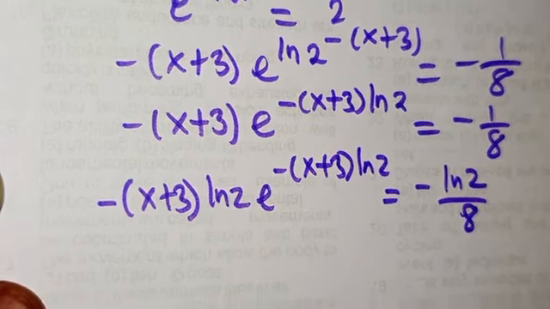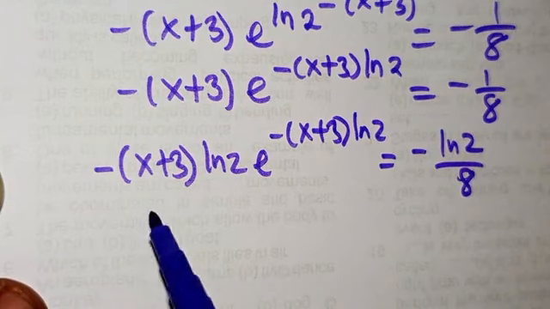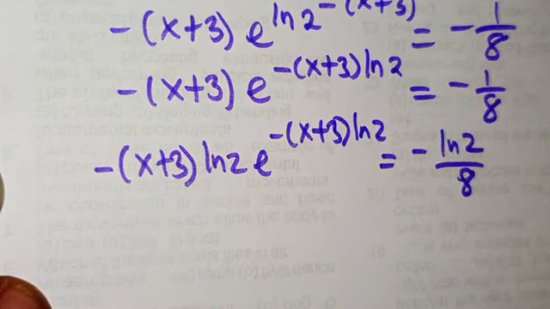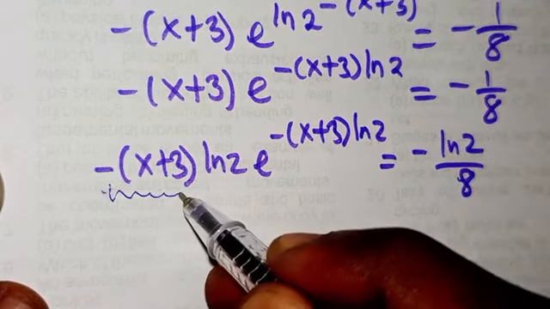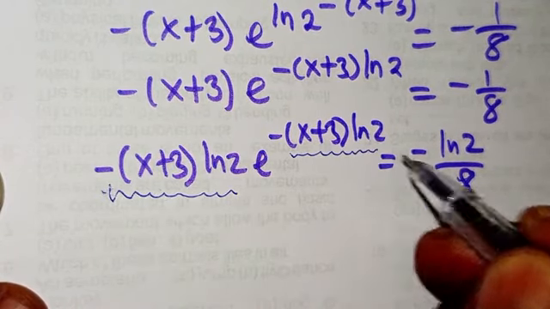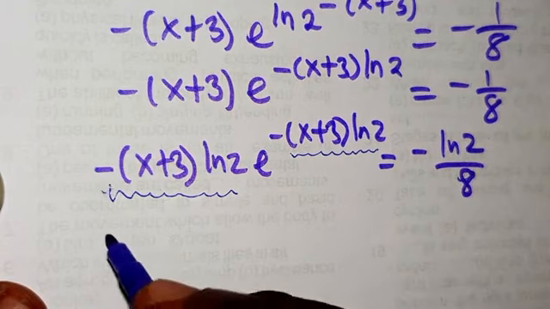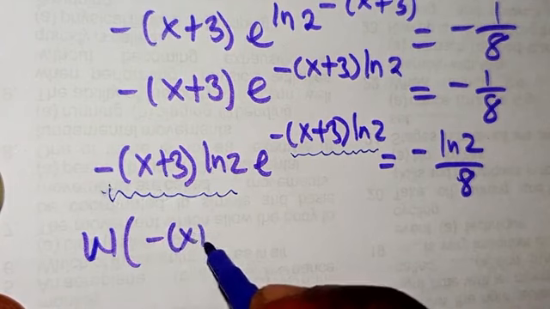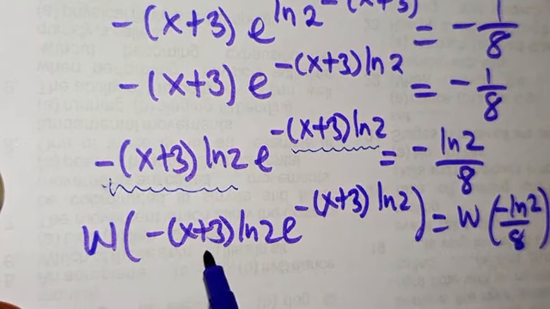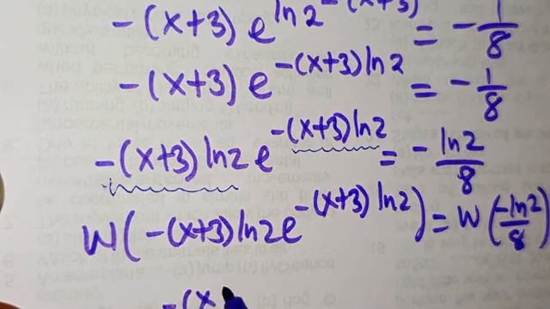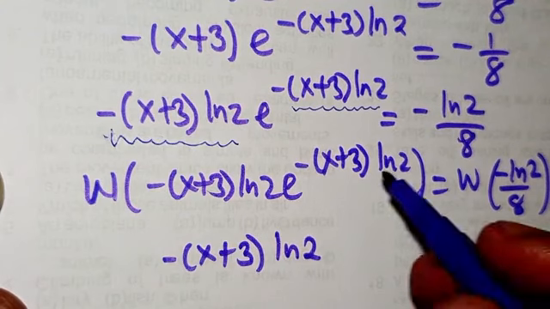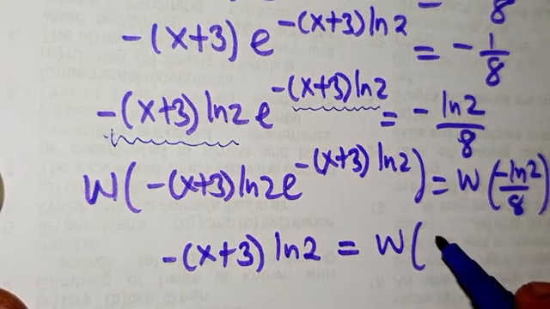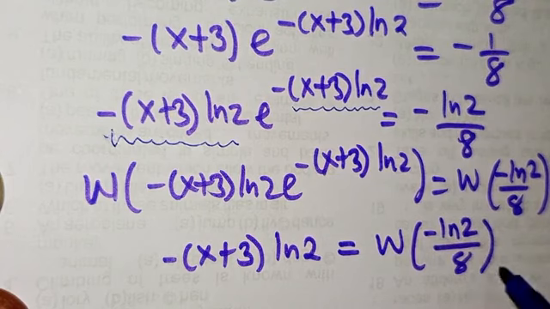Are you following? So now good. From there we can now see what we have. This is where we are going. The coefficient of e is the same thing as the power of e here. So therefore applying W, that is the Lambert W function, to both sides, since we have this equals this, everything here is going to be minus x plus 3 ln of 2, which equals W of minus ln of 2 over 8.